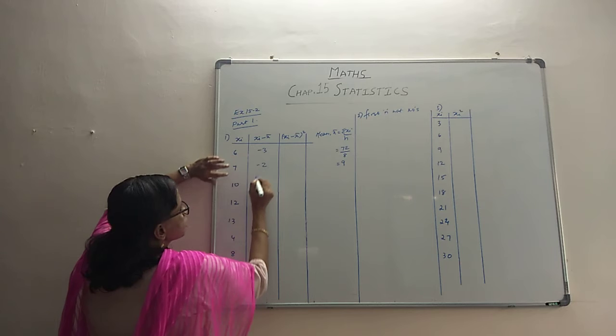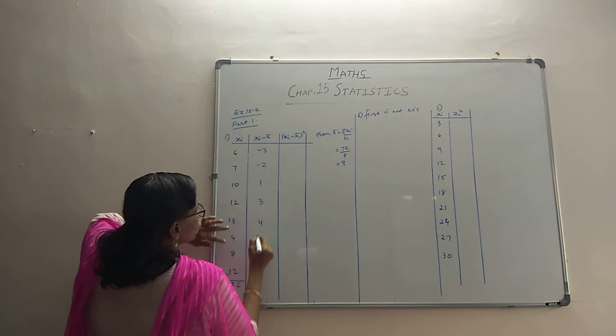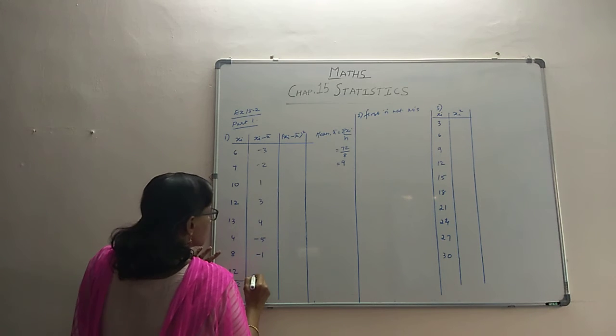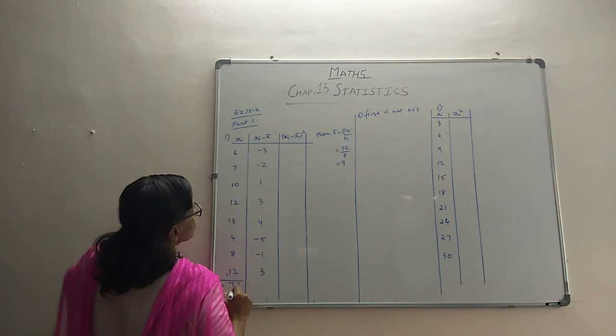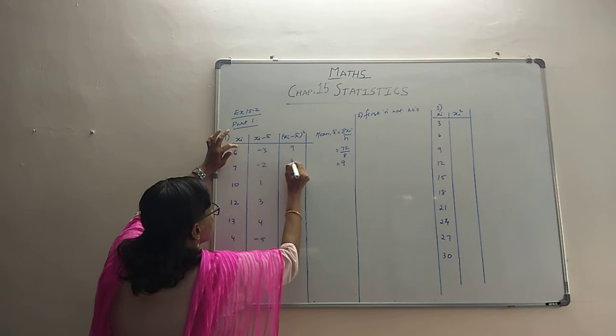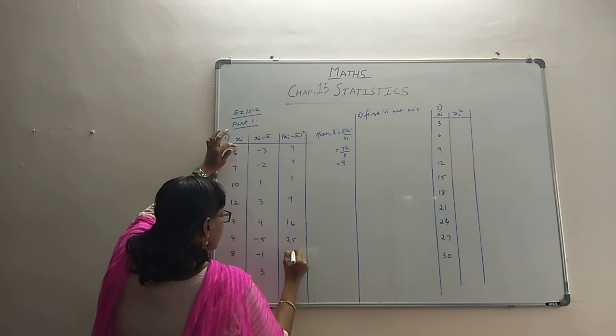Now let's do 6 minus 9 over here, minus 3. 7 minus 9, minus 2. 10 minus 9, 1. 12 minus 9, 3. 13 minus 9, 4. 4 minus 9, minus 5. And 8 minus 9, minus 1. 12 minus 9, 3. So let's have the squares. You can see this column, it's the square: 9, 4, 1, 9, 16, 25, 1 and 9.